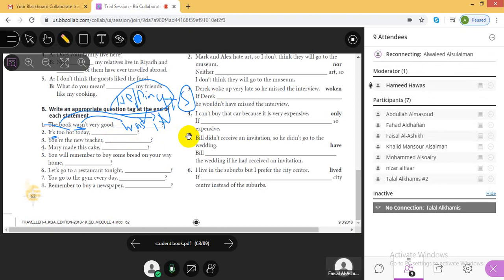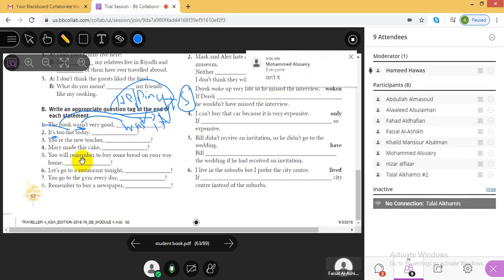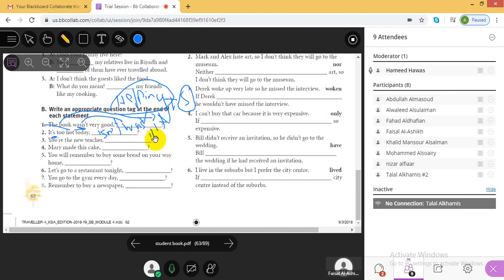My lovely students, Talal Al-Khamis, Nizar, Ahmed Sairi, Khalid Mansour, Faisal Al-Sheikh. Yes, Fahd Al-Dufayan, you are quick to reply. Thank you. So it will be, isn't it? Very good, Muhammad. Thank you also. So you make is into isn't, and then it. By the way, don't forget to put a question mark.